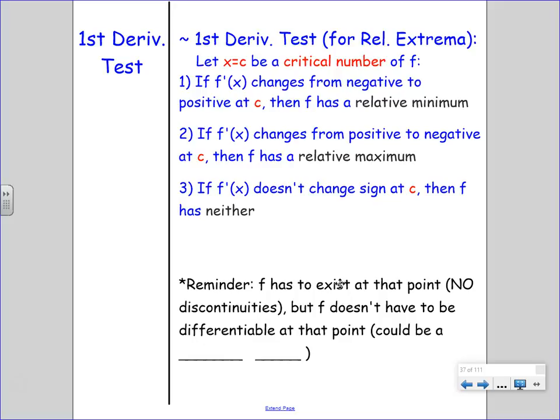In sign charts, once you've found the critical numbers and the discontinuities, put them in a number line. Plug in one test value for each interval into the first derivative. Check the sign. Figure out whether f is going up or going down based on the sign. There's one more thing we can then say: where the relative extrema are.